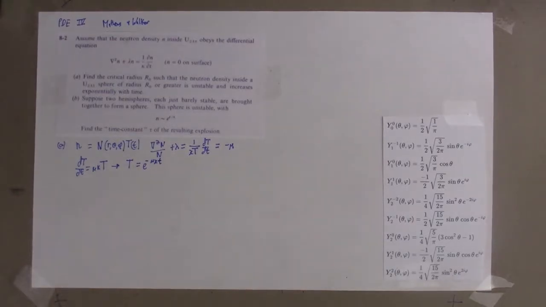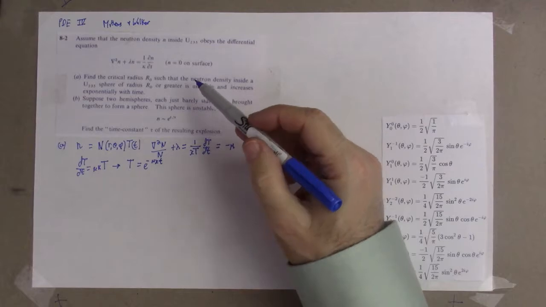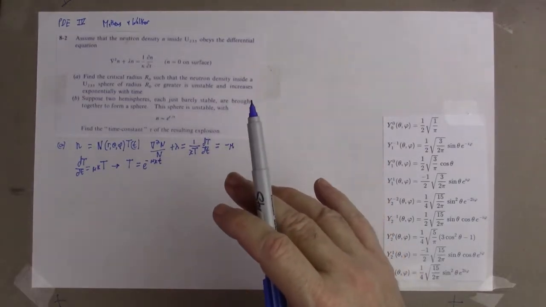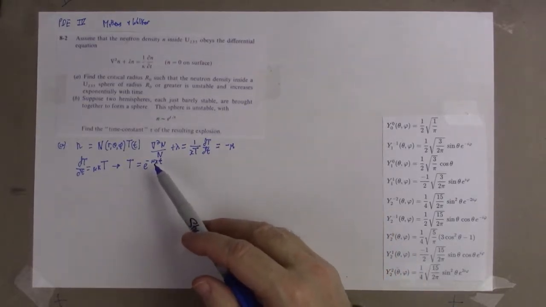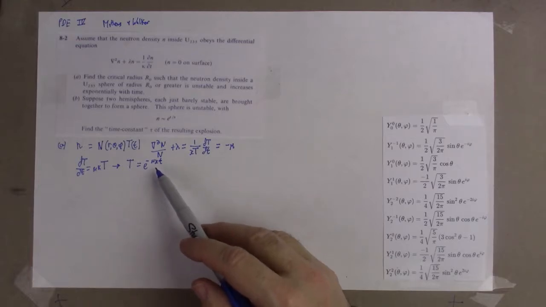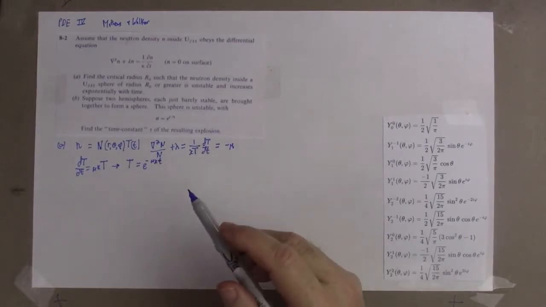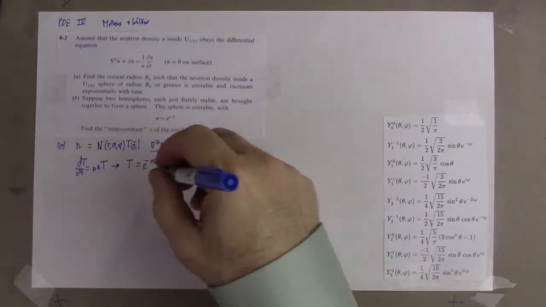So what's going on here, as you can see, is we want to find the critical radius such that if it was just a little bit larger, it would be unstable. That means that it would grow exponentially with time. Right now it's decreasing exponentially with time if mu is greater than 0. But if we have mu less than 0, we'll have an exponential increase. So we really have to solve for mu equals 0. That's the boundary on those things. And this was the time equation.